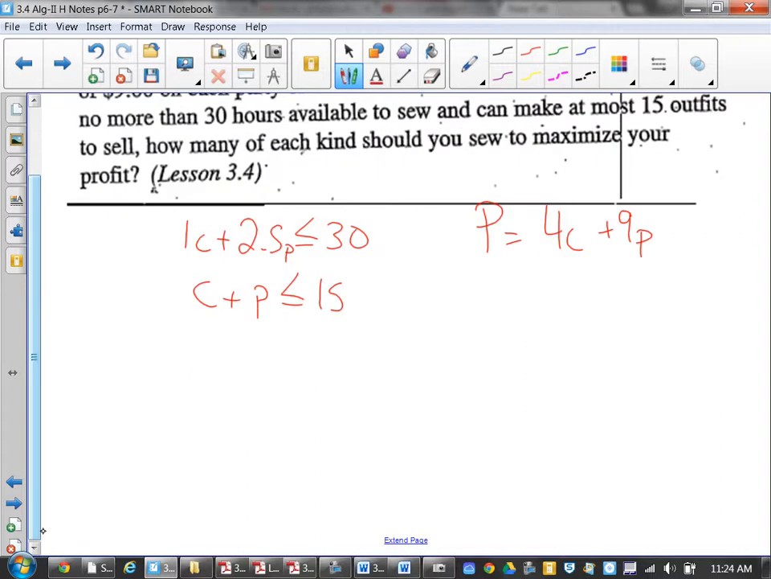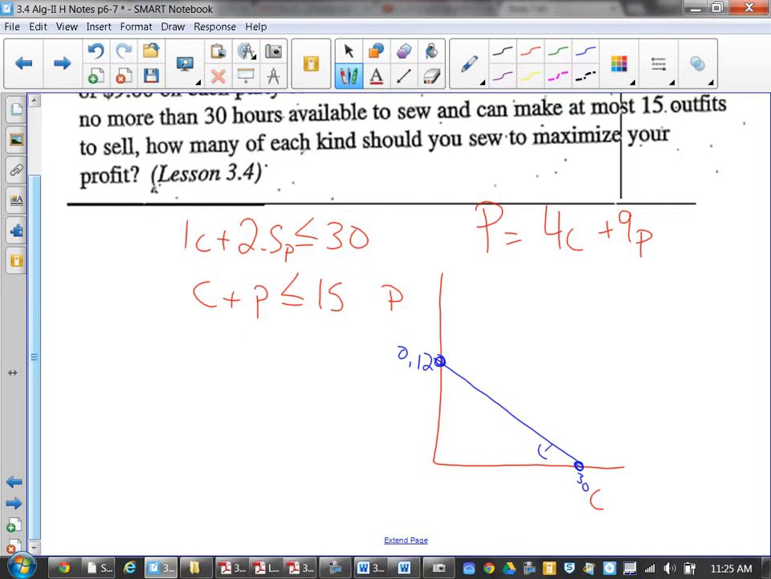So here's what we do. We just plot these through. Our largest intercept is at 30. I'll put C on the horizontal, P on the vertical. Let's go with 5. So if that's 30, if that's my C value, what's my vertical intercept? It's 12. Yeah, 12.